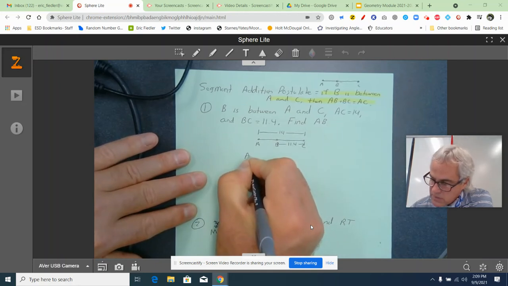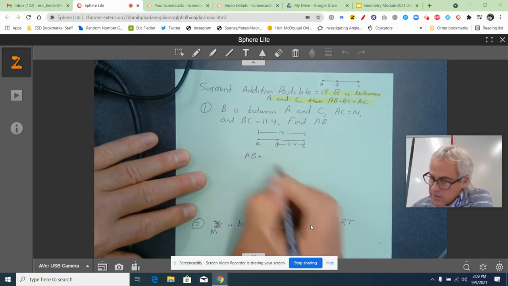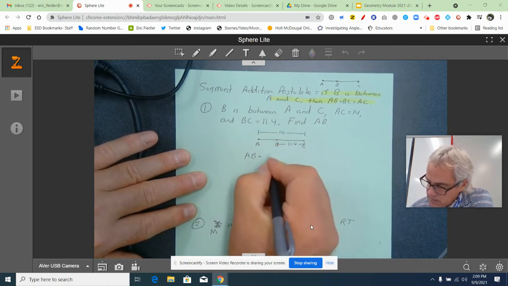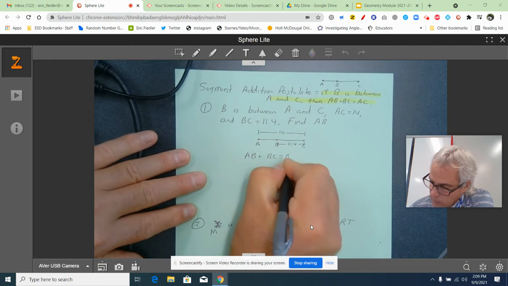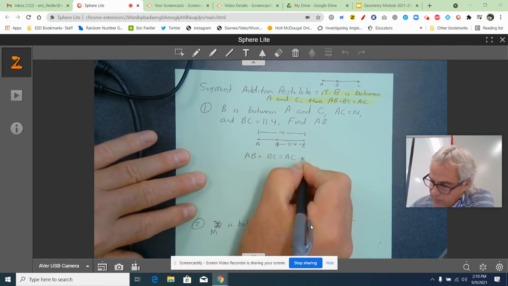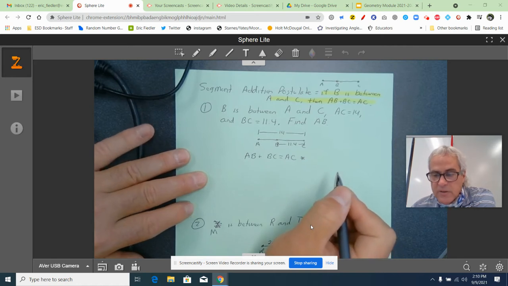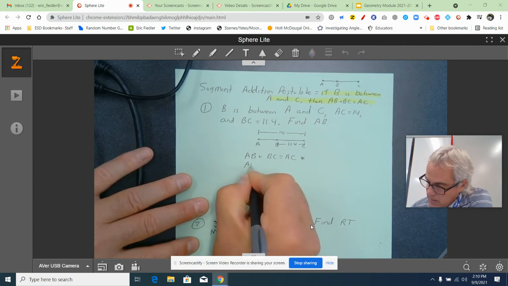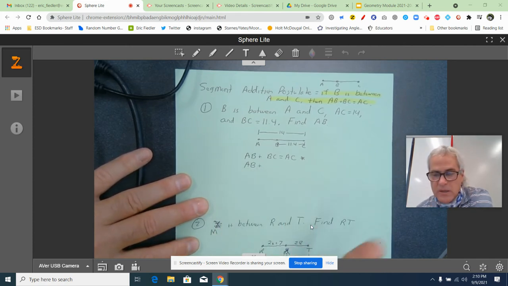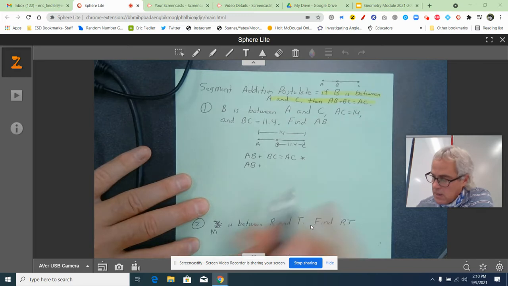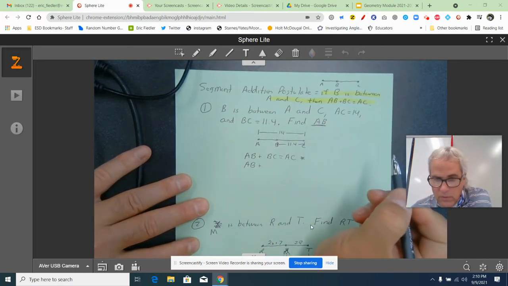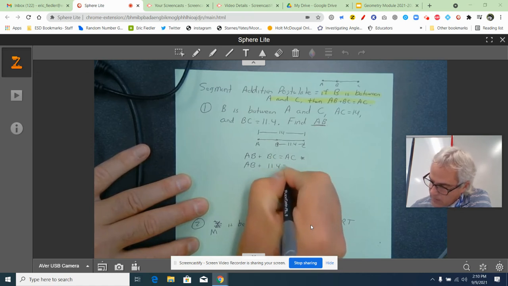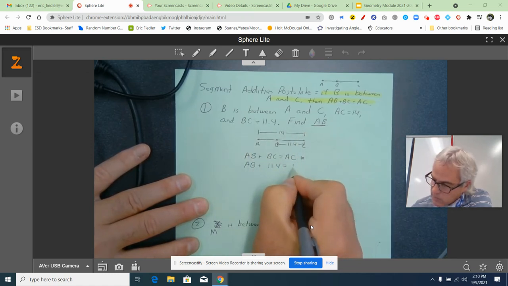I recommend to students, as you're learning to do this, put the letters in there before you put the numbers or the variables in there. So AB plus BC is equal to the whole thing, which is AC. Do this step first, and once you get the hang of it, you might find yourself skipping that step. AB, we don't know. I'm just going to leave it as AB. Back in algebra, we would call it X, but why not just call it AB, which means the distance from A to B, which happens to be what we're looking for. Plus BC, well, I know BC is 11.4, so write it in there. And AC is the whole thing, which is equal to 14.